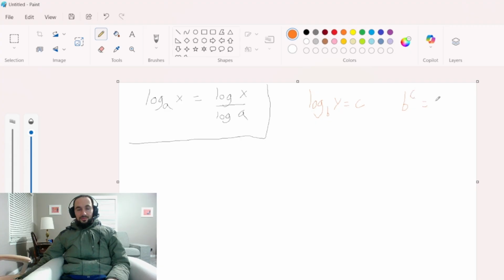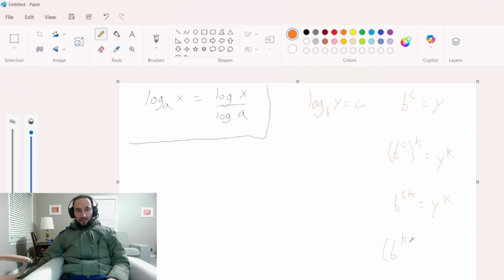So b to the c equals y. And then the easiest thing, I think, is to just say, all right, let's just raise both sides to some arbitrary power. So say b to the c to the k equals y to the k. But we're interested in showing that if you raise b and y to the k, well, of course, exponent rules let us do that because b to the c to the k is the same as b to the ck. And b to the ck is the same as b to the k to the c.